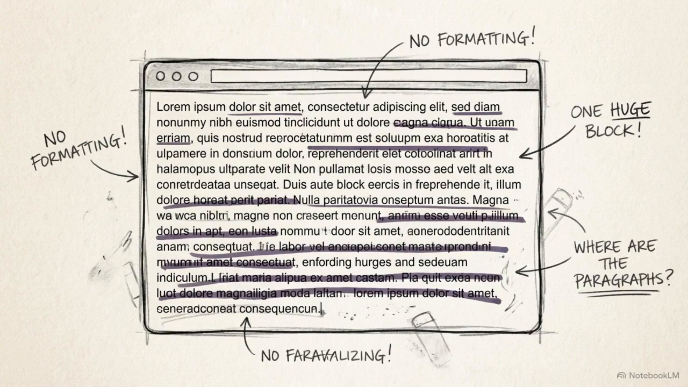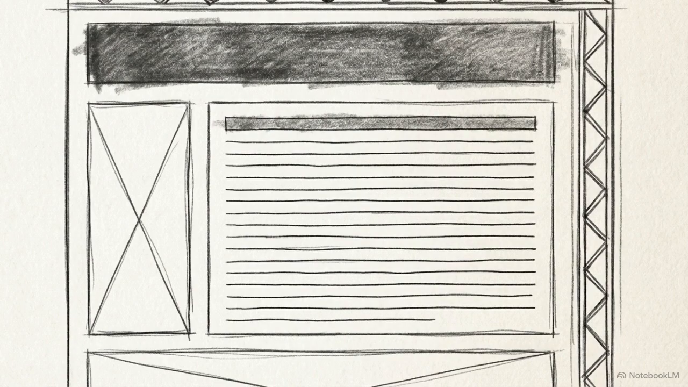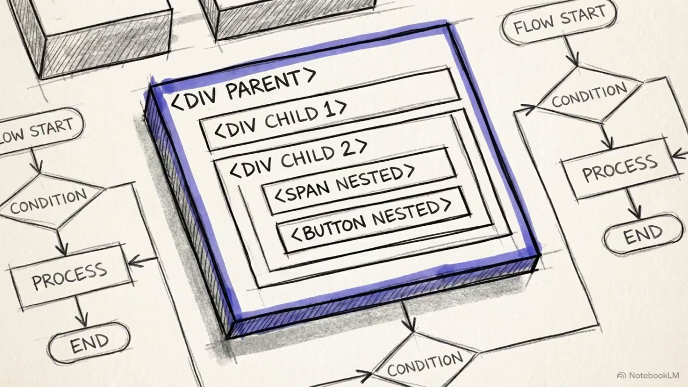To format text, developers must use structural tags. Wrapping text in paragraph tags creates discrete blocks, while H1 through H6 tags establish a hierarchy of headings. Complex data structures require nesting tags. A list tag acts as a container, requiring list item tags nested inside it to denote each separate point.